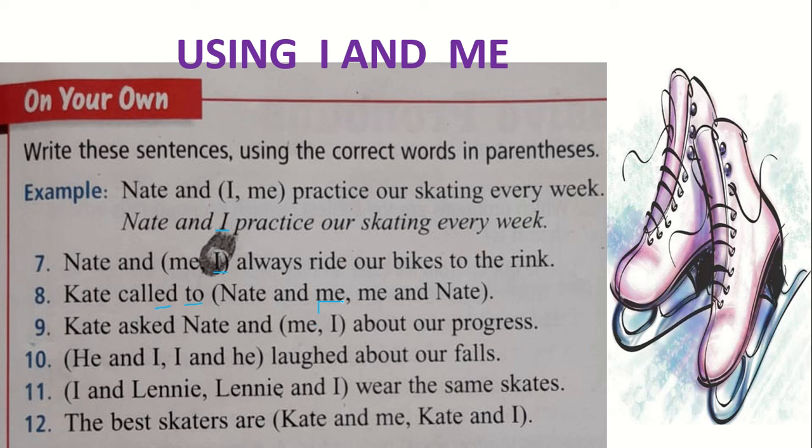You will complete the rest of the sentences yourself. Kate asked Nate and me, or Nate and I, about our progress. He and I, or I and he, laughed about our falls. I and Lenin, or Lenin and I, wear the same skates. The best skaters are Kate and me, or Kate and I. I want you to write this in your notebook, please.